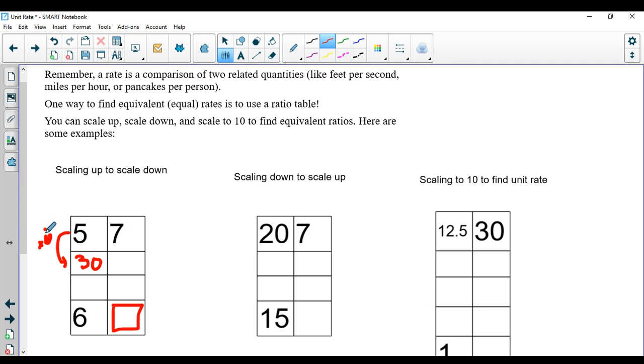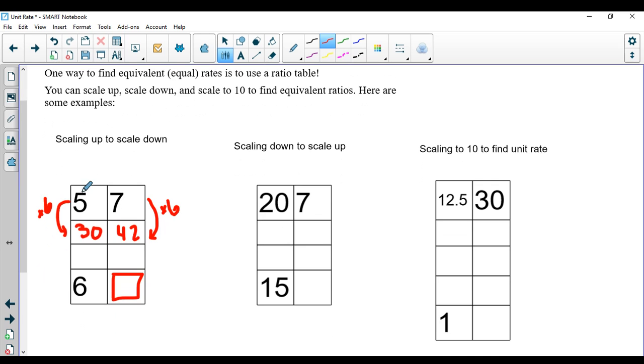Remember that with a ratio table, what I do to one side of the table, I have to do to the other because we want things to stay equal and balanced. So if I multiply by 6 on one side, I have to multiply by 6 on the other. 7 times 6 gives me 42. Now I could easily go from 30 to 6 by dividing by 5, but 42 is not evenly divisible by 5. So I want to try to get to it a different way.